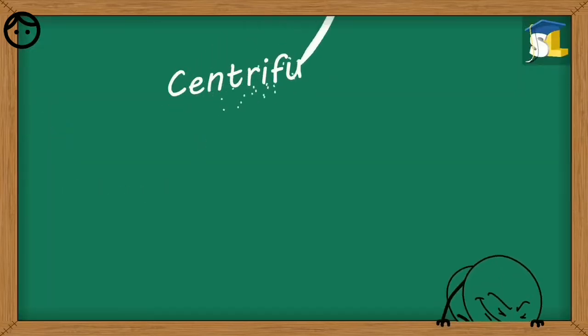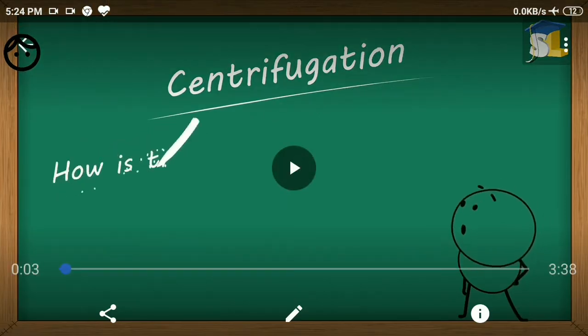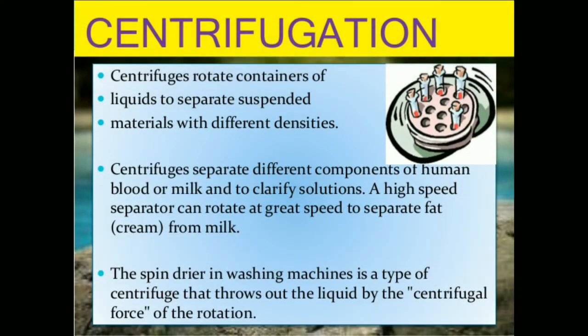Topic: centrifugation. So I hope that you understood about centrifugation. What kind of principle is used here? The principle is, whenever we rotate the solution rapidly, the lighter particles will remain on the top of the test tube, and the denser particles will go down. In this way we can separate this mixture.